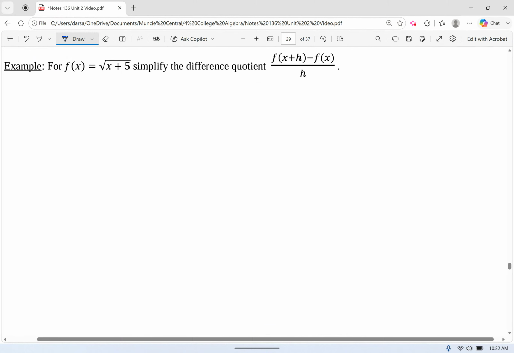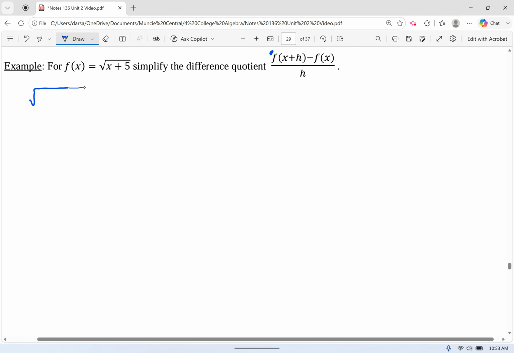Our last example for the difference quotient is simplifying a difference quotient of a radical equation. So a very simple one, just the square root of x plus 5, but these can get a little bit tricky. If you have to do a problem like this, everybody should be able to do the first step, which is setting up the initial part of the difference quotient.